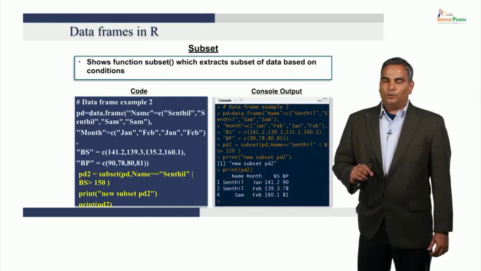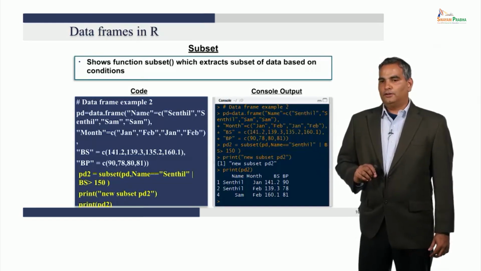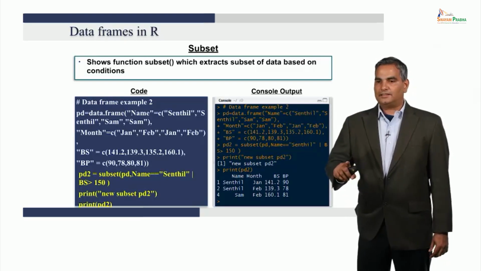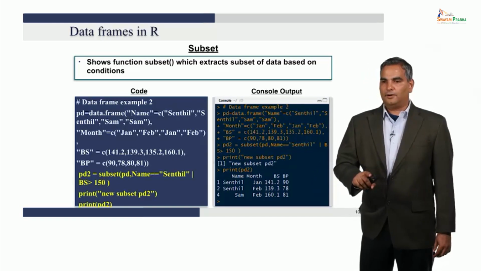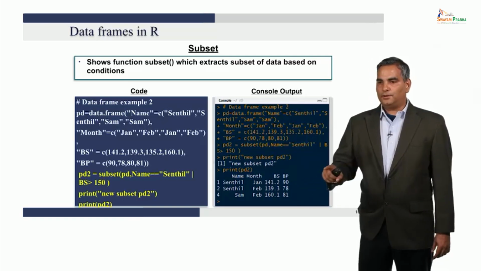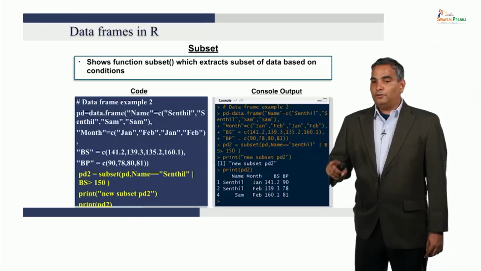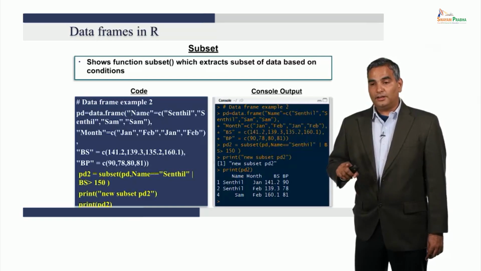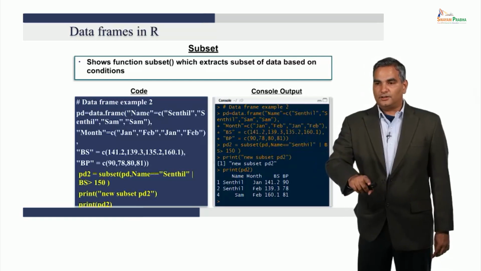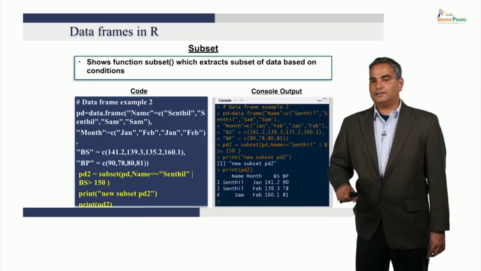So we have this data frame that we are developing. Now what we are going to do is we want to pick only a certain subset of this data frame. So here what we are trying to do is pick only a subset which has name Senthil and blood sugar numbers greater than 150. And if you look at the result on the other side, the first row has been picked up because the name is Senthil. The second row has been picked up because the name is Senthil. The fourth row also has been picked up, though the name is Sam, because we are picking a subset in terms of either name is Senthil or blood sugar is greater than 150. If you look at the number for blood sugar, it is 160.1, greater than 150. That is the reason why that has been picked up.